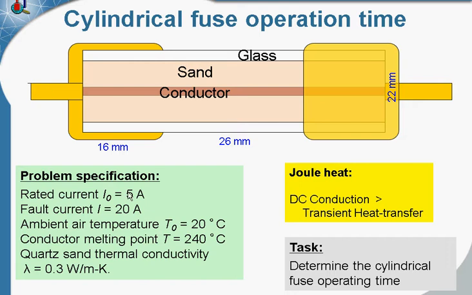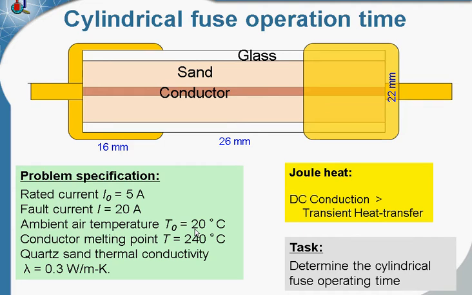The fuse rated current is 5 amperes, and our task is to calculate the operation time at the fault current of 20 amperes. This problem is essentially multiphysics. First, we should simulate the DC conduction problem to calculate current density and the Joule heat distribution. Then we should pass the Joule heat distribution to a transient heat transfer problem to calculate temperature rise dynamics. The initial temperature is 20 degrees Celsius.